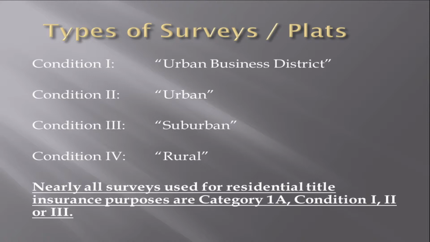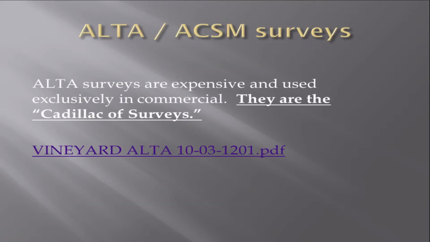And the last condition is called Condition 4, rural. This is fairly rare. It's land outside urban and suburban conditions which is unused or used solely for the production of crops, livestock, or minerals. A classic, true ranch-only type land. The thing to remember is that nearly all surveys used for residential title insurance purposes are your Category 1A land title survey, Condition 1, 2, or 3. And I'm going to tell you it's usually Condition 1 or Condition 2. Now you know the terms.